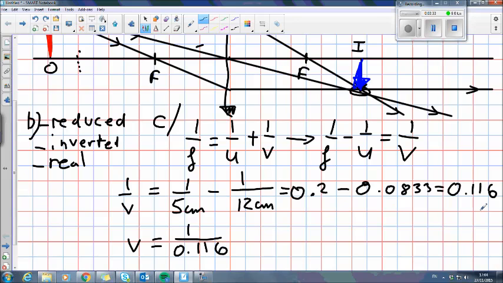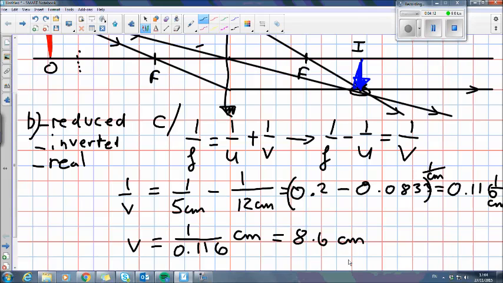0.116. Now this is where I dropped the units, bad of me to do that. So all of this should have units of 1 over centimeters, and this should therefore have a unit of 1 over centimeters. And that's where you can also check that this is not the final answer. But if I do 1 over this value, 1 over centimeter, I'll get centimeters again, and that shows me that I've done the right thing. So if I do that in my calculator, I'll get a v of roughly 8.6 centimeters.